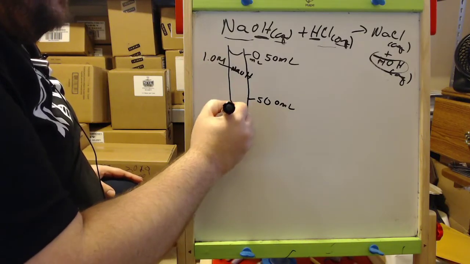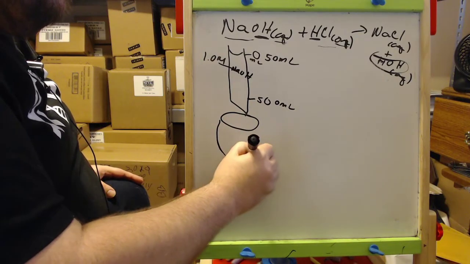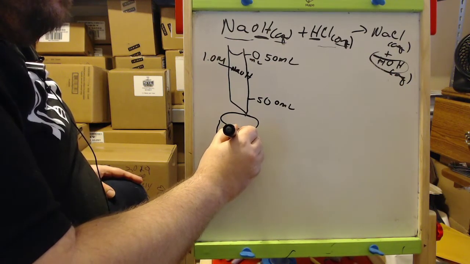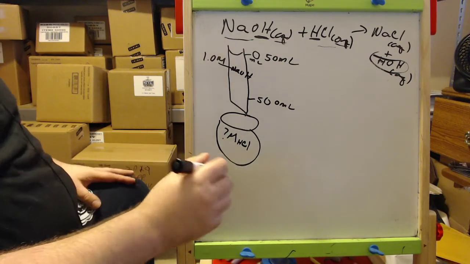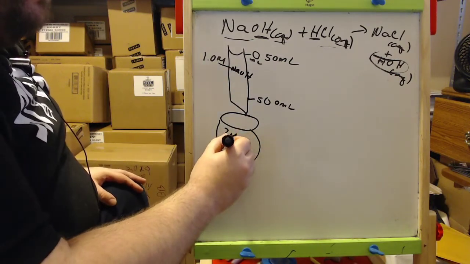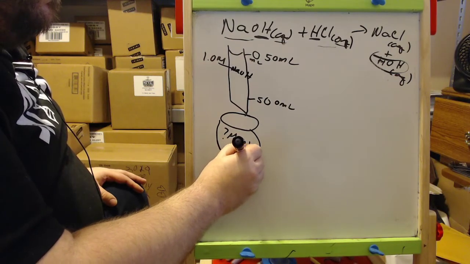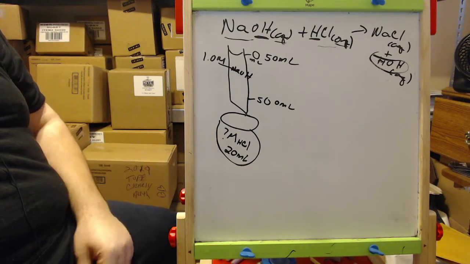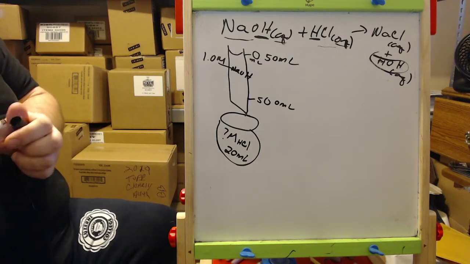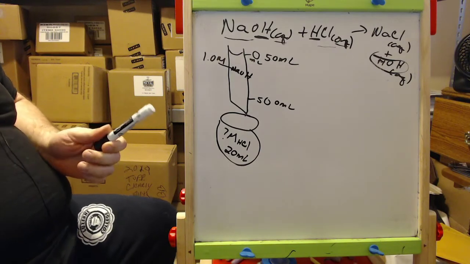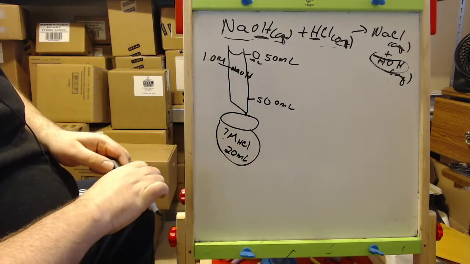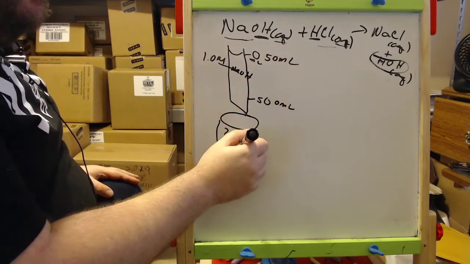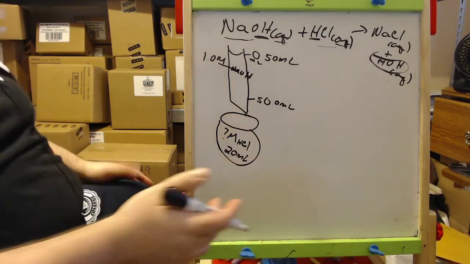Let's say down in our container, we have some unknown concentration of HCl. And let's say we have 20 mils of it. And I want to know what is the concentration of my HCl. So what we do to figure this out is known as a titration. And we essentially add base to the acid until it's completely neutralized.